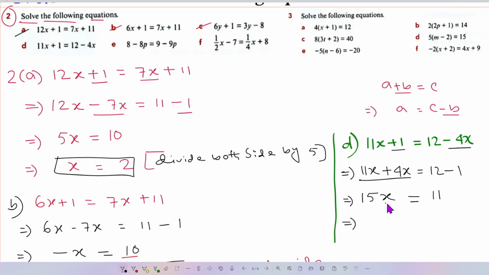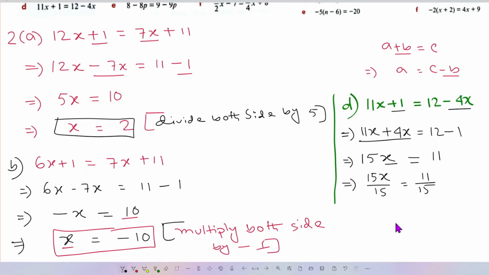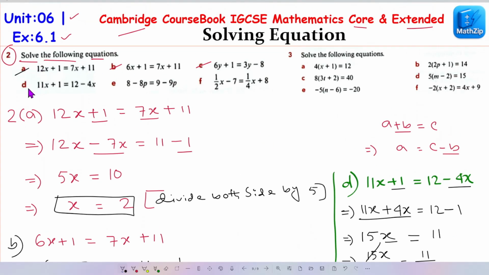So x is a variable and 15 is the coefficient of x. So we cannot keep this one, we need to isolate x. So we will divide both sides by 15. So 15x by 15 equals 11 by 15. It means we are dividing both sides by 15. So this 15 and this 15 cancel out. Our result: x equals 11 by 15. This is our answer. A, B, C, D done.